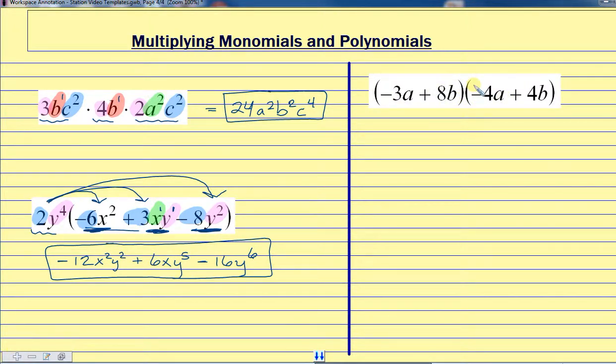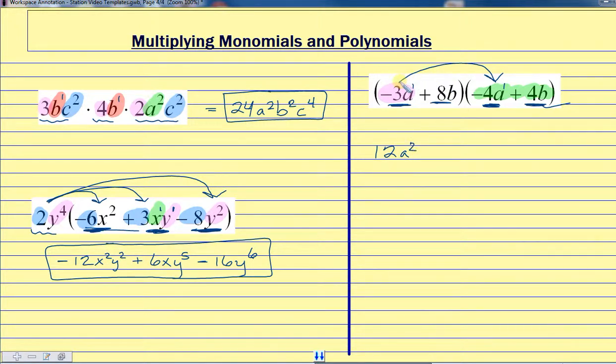In a situation like this, we have a binomial, 2 terms, times a binomial, 2 terms. So how this works is we have 2 things that have to get distributed now. Instead of just a monomial getting distributed, I have a binomial, 2 terms getting distributed. So first we're going to distribute the negative 3a, and we have to distribute it to all of the terms that are over here. So one at a time. Negative 3a times negative 4a is going to give us positive 12. Negative 3 times negative 4 is 12. And a to the 1 times a to the 1 is going to give us a squared.